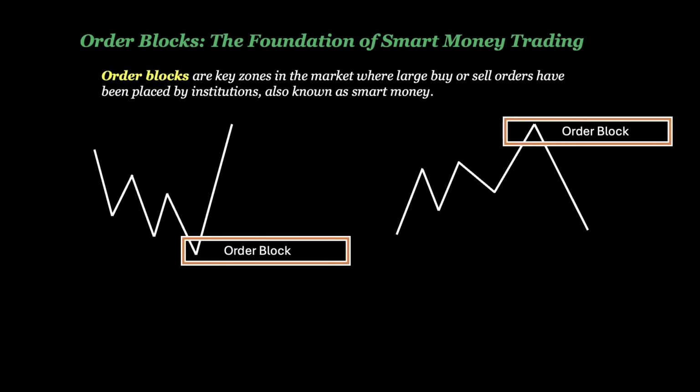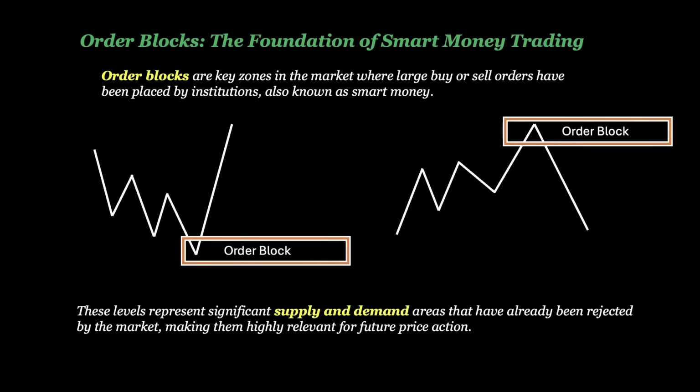Order blocks. Order blocks are key zones in the market where large buy or sell orders have been placed by institutions, also known as smart money. These levels represent significant supply and demand areas that have already been rejected by the market, making them highly relevant for future price action. When price returns to an order block, there's a strong chance the market will react similarly, offering potential trading opportunities. However, while every supply or demand zone shows where price has reacted, not all supply and demand areas qualify as order blocks.